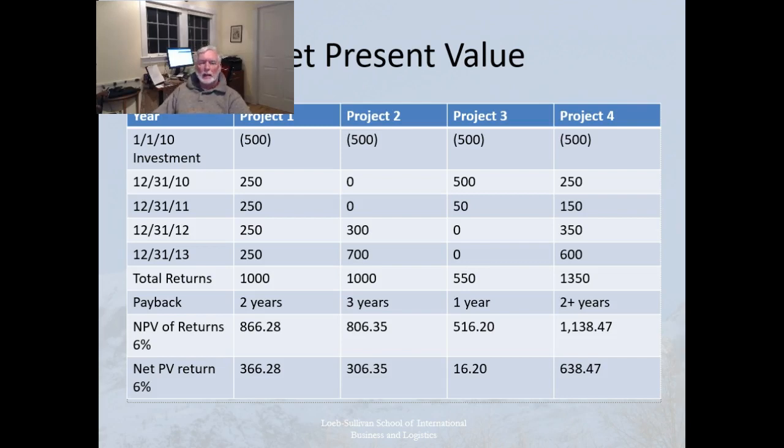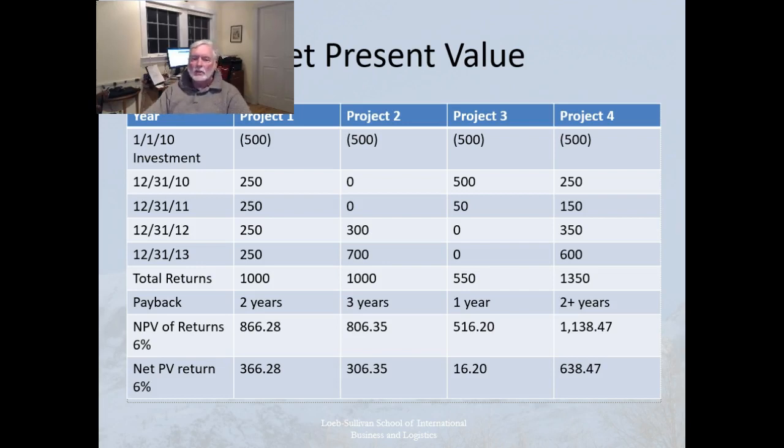So let's look back again at that same chart, the same investments, the $500 investments with the different returns. And we're going to assume a hurdle rate of 6%.